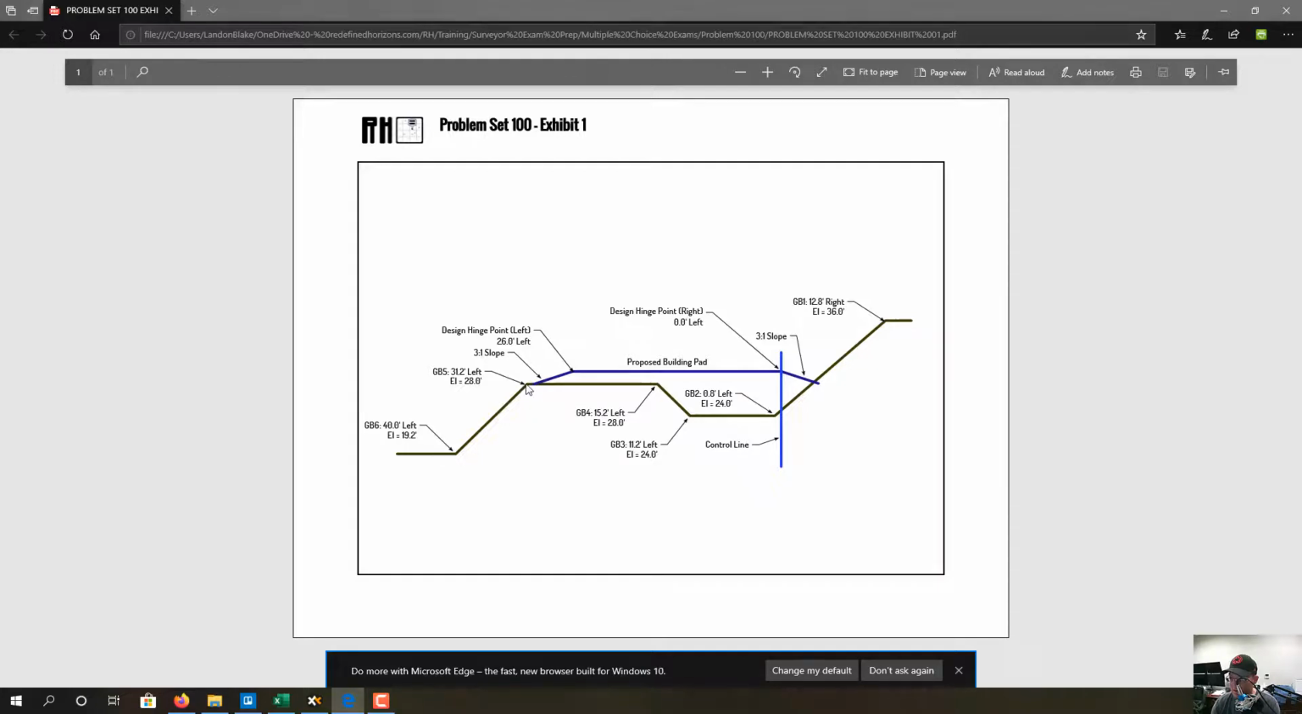If we move this down or move it to the right, what happens is this slope no longer catches here, and it's going to run way out here till it catches down here. That's going to add a whole bunch of dirt to that pad. So the answer is GB5. That's kind of the critical point.